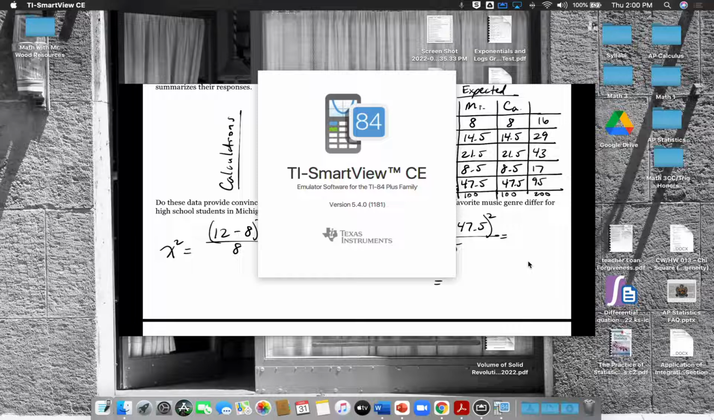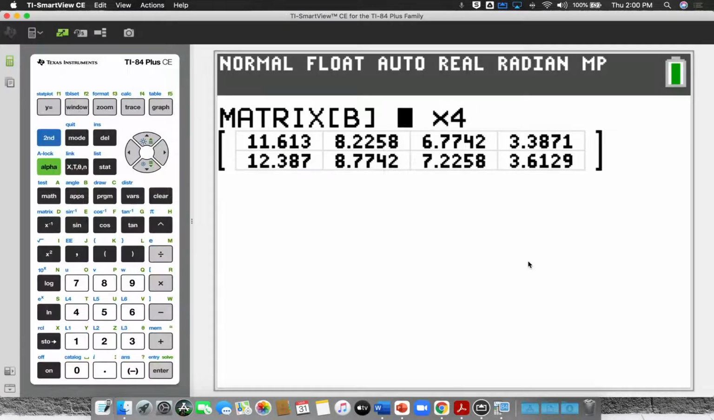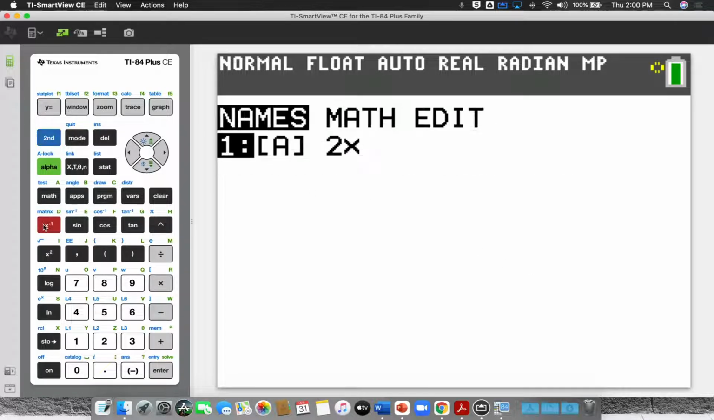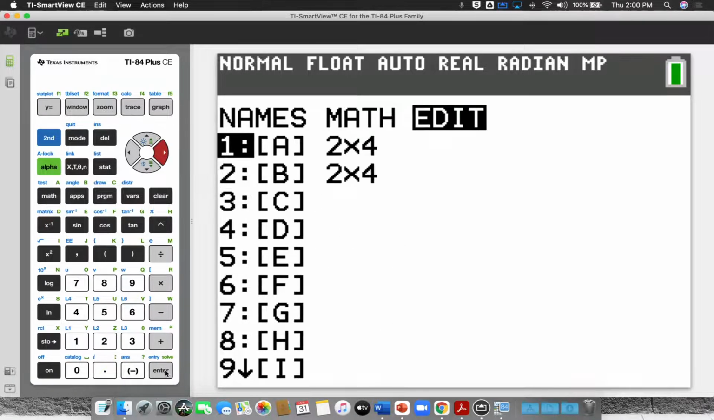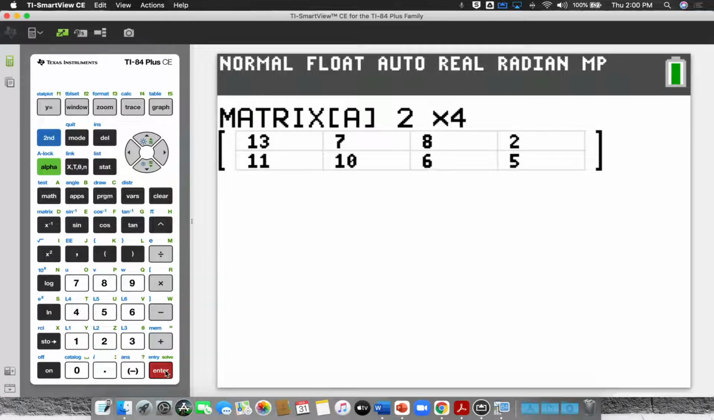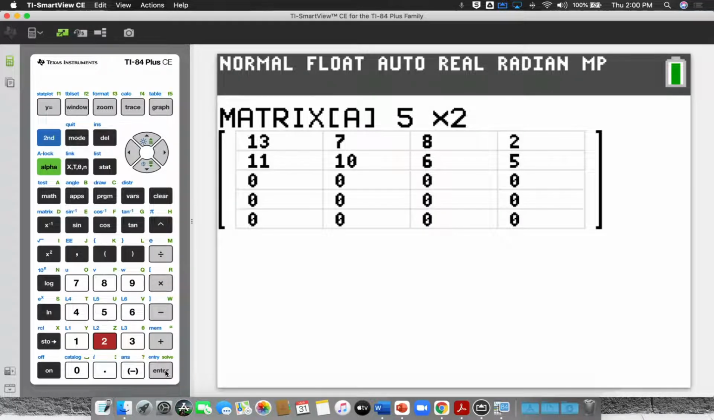Okay, so when we do chi-square tests that are not goodness of fit, so independence or association or homogeneity, we're going to use matrices. Remember, matrices for two-way tables. So to get to the matrix, hit the matrix button. To edit them, you got to actually go to edit, just like you do with a list. And then you want to say how big you want it. Well, this one is 2 columns by 5 rows, so 5 by 2.